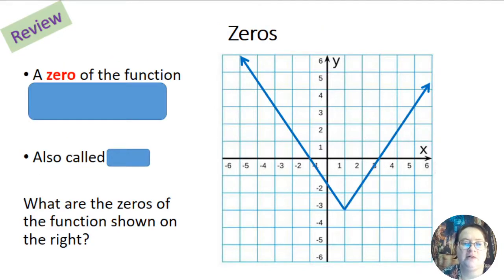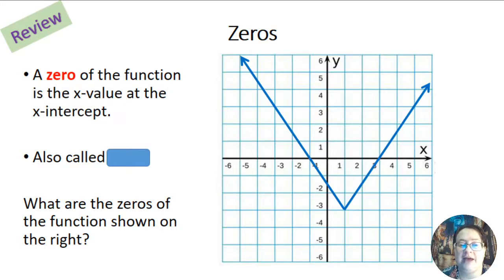Let's review our zeros. A zero of a function is the x value at the x-intercept. It can also be called a root. So our zeros are for the function shown on the right. We're going to look first for the x-intercepts at (-1, 0) and at (3, 0). So these x values, -1 and 3, would be our zeros.